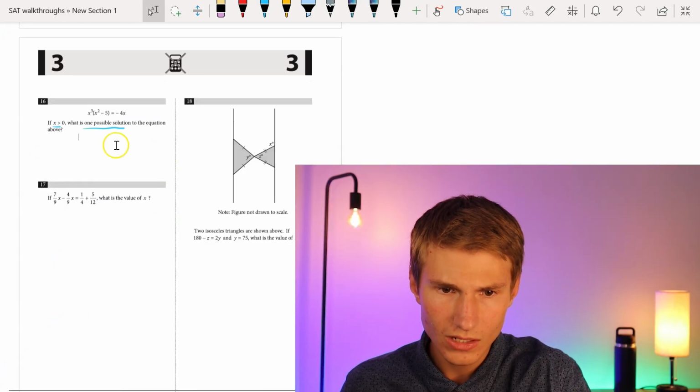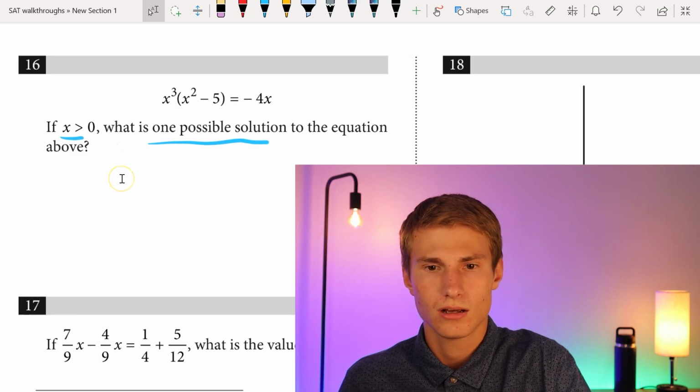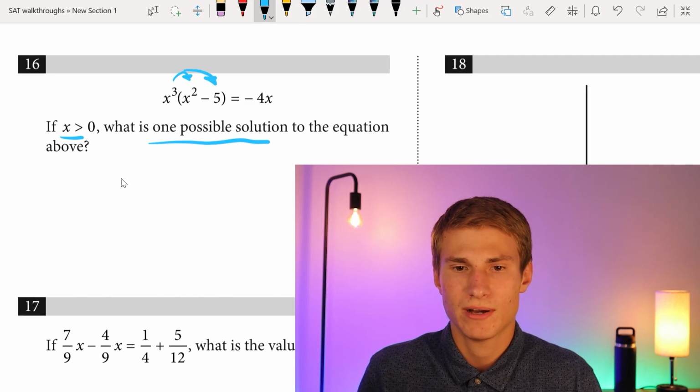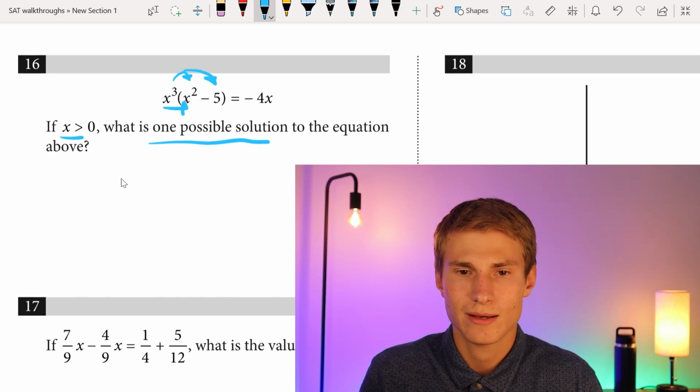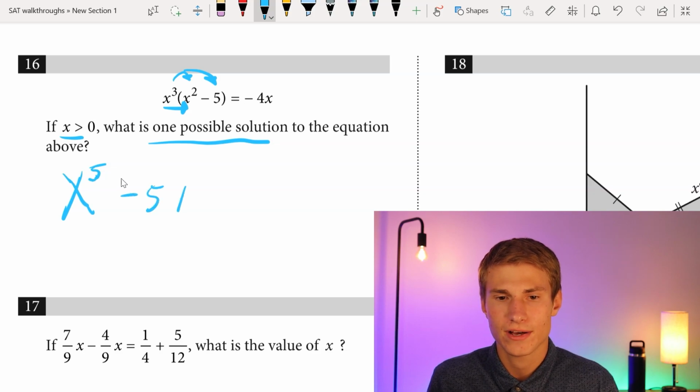All right, we know x has to be positive. We're looking for one possible solution to the equation above. All right, well, what I'm going to do here is I'm going to go ahead and apply my x cubed to my x squared and my -5. So I've got x cubed times x squared. I know I have to add my exponents then because it's multiplication, not raising an exponent to another exponent. So I'm going to end up with x to the 5th minus 5x to the 3rd.